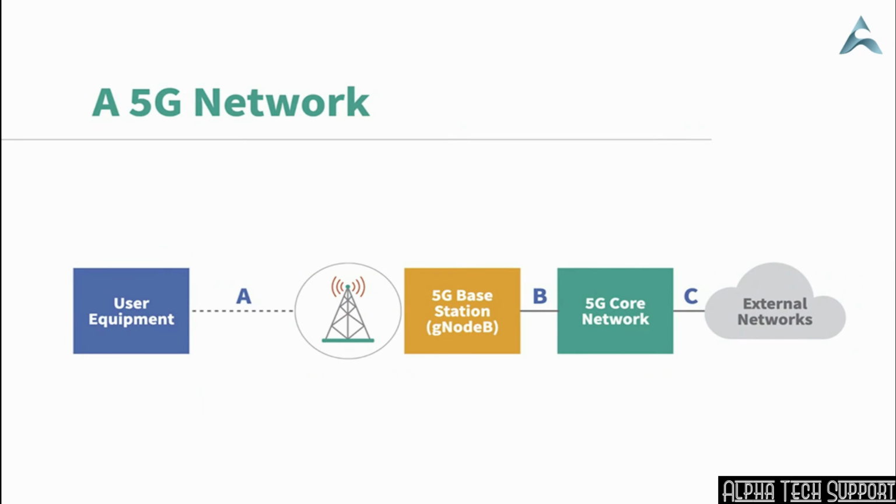A typical terrestrial 5G network starts with the user equipment like a mobile device which connects to the 5G base station. The 5G base station, called gNodeB, will connect to the 5G core network, which can interface with external communications networks with application service providers. We can simply label these links A, B, and C.